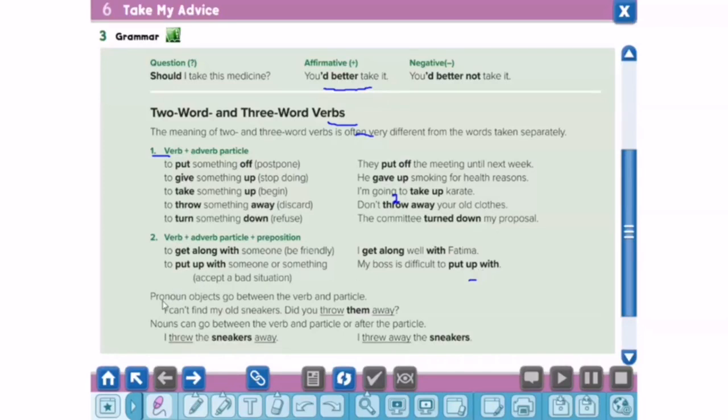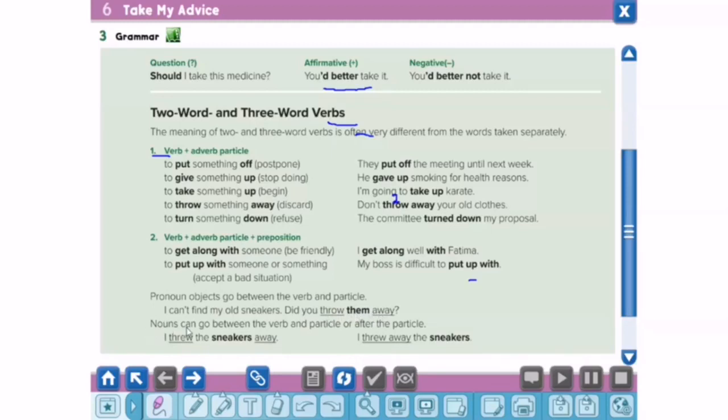When we talk about pronouns, of course, we are talking about object pronouns like them, him, her. The pronoun objects go between the verb and the particle. Okay? We say, I can't find my old sneakers. Did you throw them away?